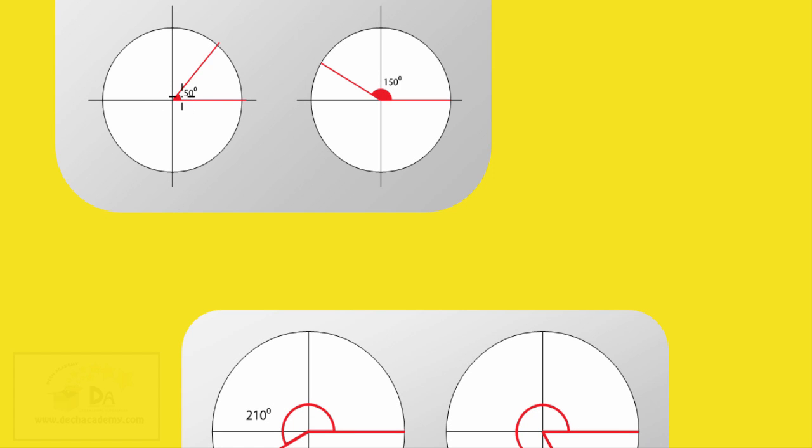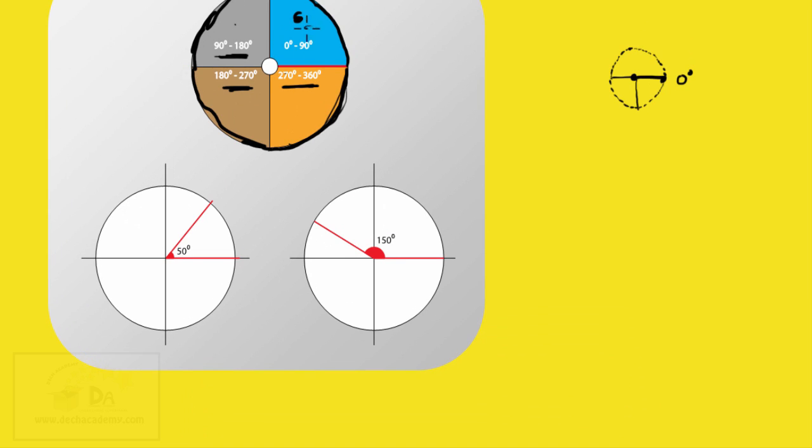So here on the left, you can see between the two red lines, an angle of 50 degrees is formed. This angle of 50 degrees lies between 0 degrees and 90 degrees, and as you can see clearly, it lies in the first quadrant. Whereas this angle here of 150 degrees, if you imagine starting from here, leads us to the second quadrant. 150 degrees lies between 90 and 180, so it's a second quadrant angle.